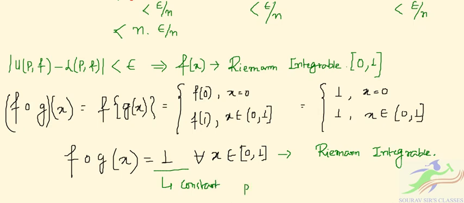So this constant function is bounded as well as continuous. So f composite g, that is f∘g, is also a Riemann integrable function.